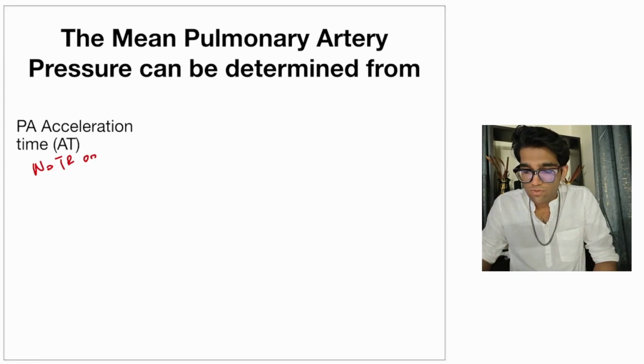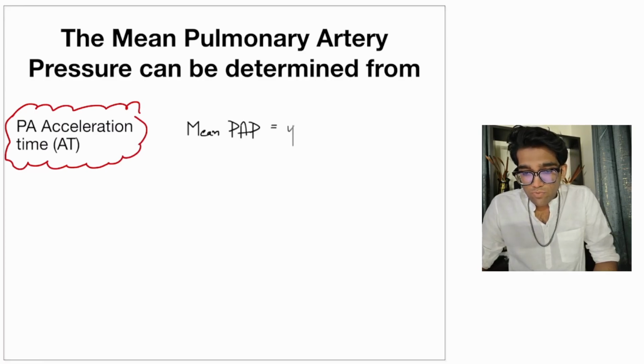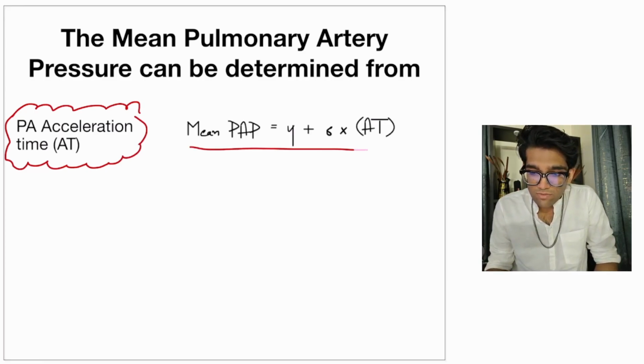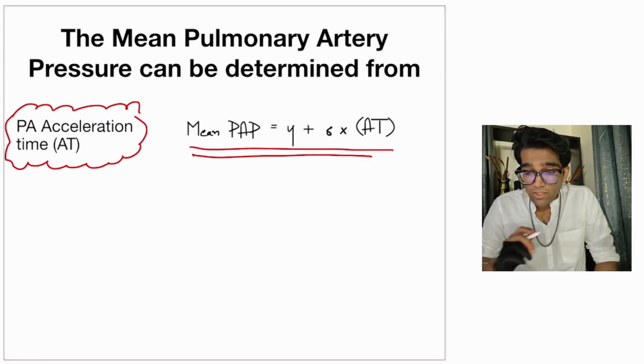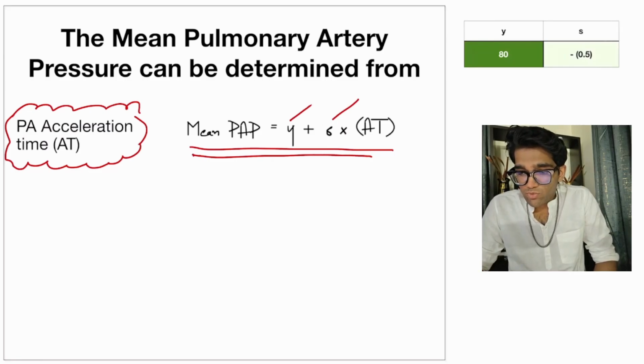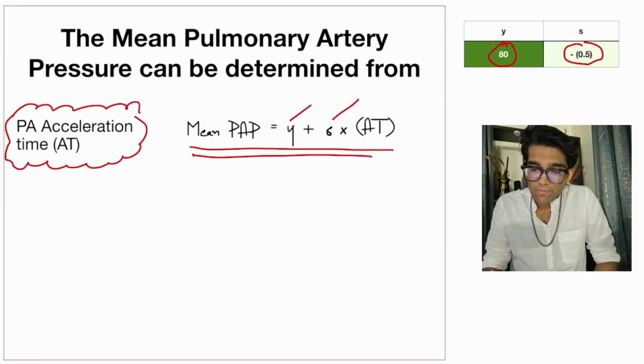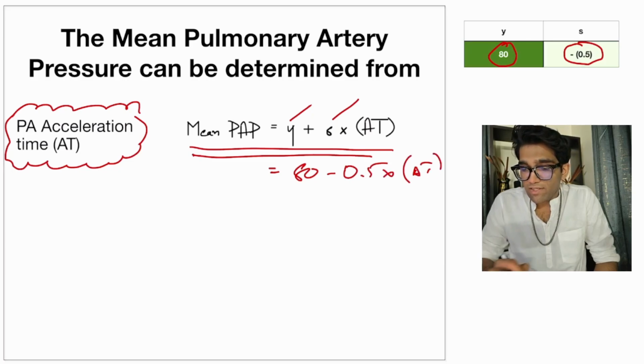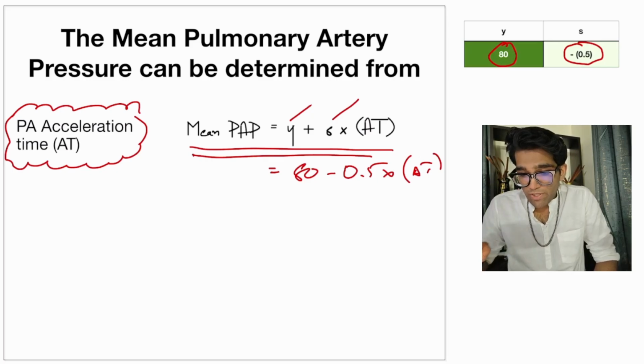In that situation, we use something known as the pulmonary artery acceleration time, which is something we'll get into eventually. So how do we do that? So that is just equal to, estimated using a regression formula. So the regression formula has a y-intercept and a slope. So y and s. So what is that y? The simplest formula uses a y of 80 and a slope of minus 0.5. So the equation becomes mean PAP is equal to 80 minus 0.5, or half, into the pulmonary artery acceleration time in milliseconds. So this will be our mean pulmonary artery pressure as estimated using this regression formula.